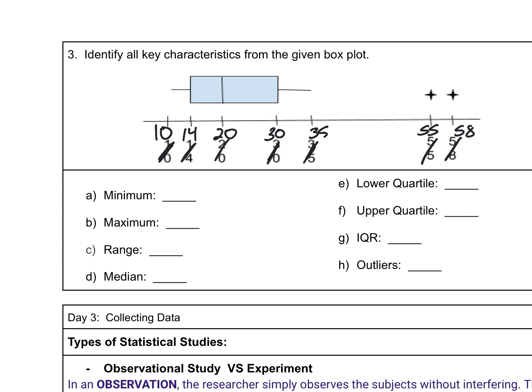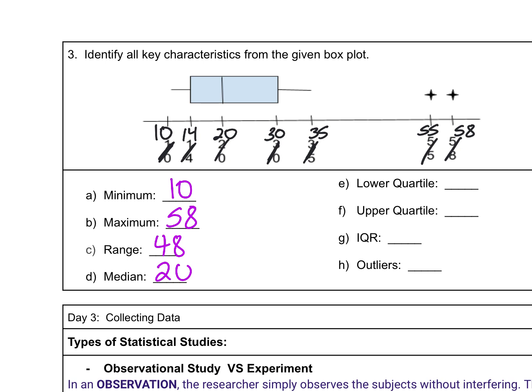What is the minimum here? 10. It's my low point. What's the maximum? It is 58. Okay, your max and min can still be outliers. The whiskers just can't go to the outliers. What's the range? 48, because 58 minus 10 is 48. What's the median? 20. Median's going to be the middle of the box. The middle line on the box.